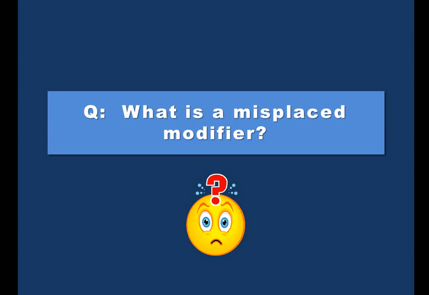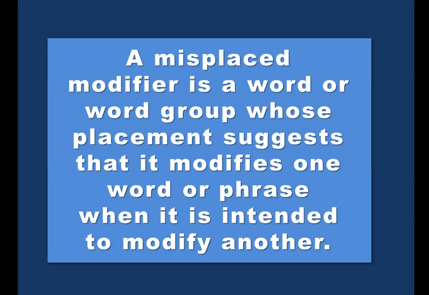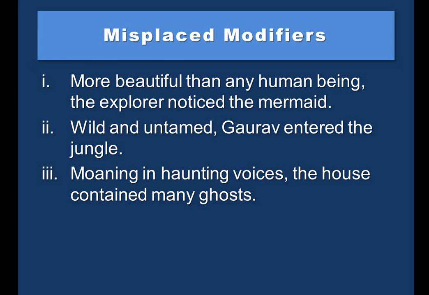Coming back to the misplaced modifiers. A misplaced modifier is a word or a word group whose placement suggests that it modifies one word or phrase when it is intended to modify another. A few examples coming up here.